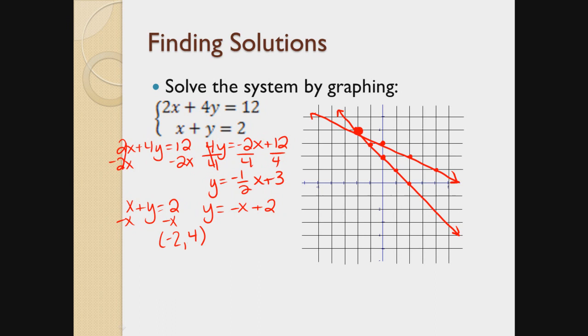You need to check the point to make sure that you have graphed them correctly. So if I plug them back into the original system, I would get 2 times negative 2 plus 4 times 4 equals 12. That gives me negative 4 plus 16 equals 12, which is true. In the second equation, I would plug in to get negative 2 plus 4 equals 2. That is also true. So now I know that my answer is negative 2, 4.